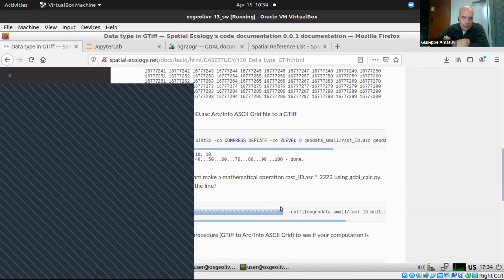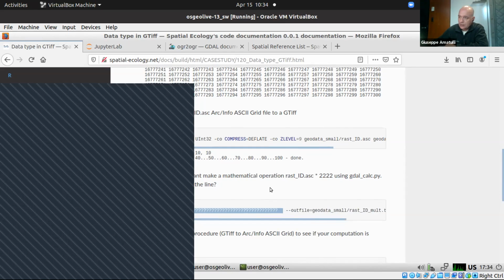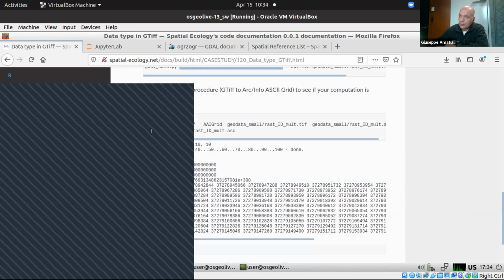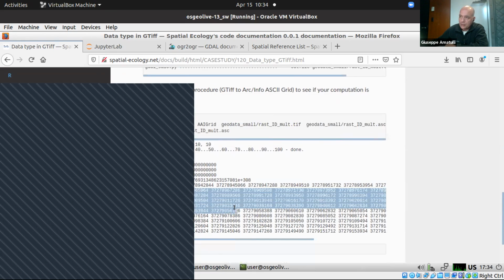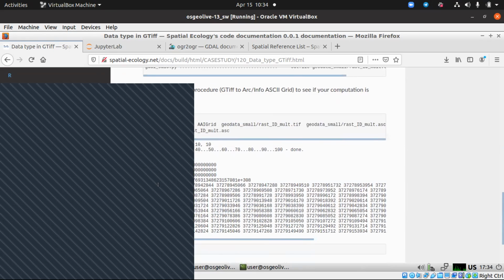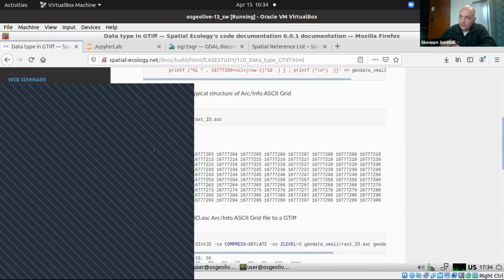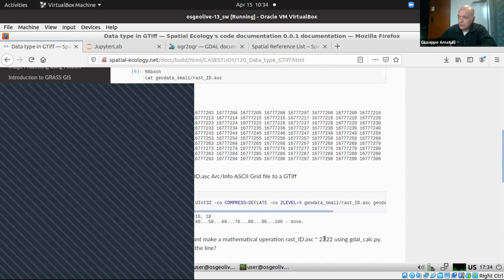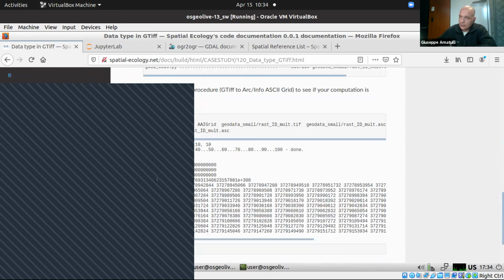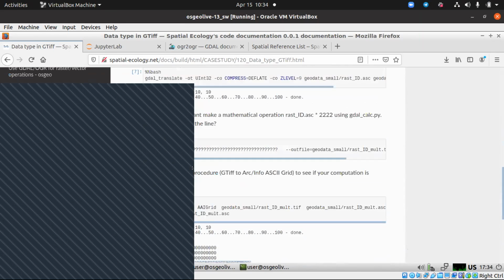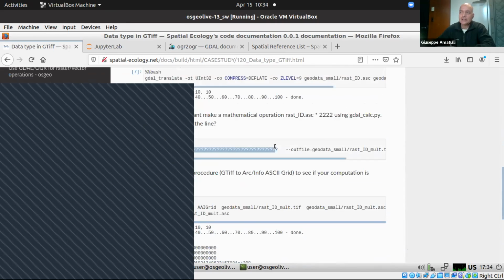And then you can check if they are correctly calculated by transferring your TIFF back into an ASCII file and then printing it. Over here you can see the numbers, if they're correct. You can do it with the calculator, this times 22, and you can see if you get this one. So this is correct, but you will have a bit of trouble understanding how to build the GDAL calc expression in order to have a correct answer.